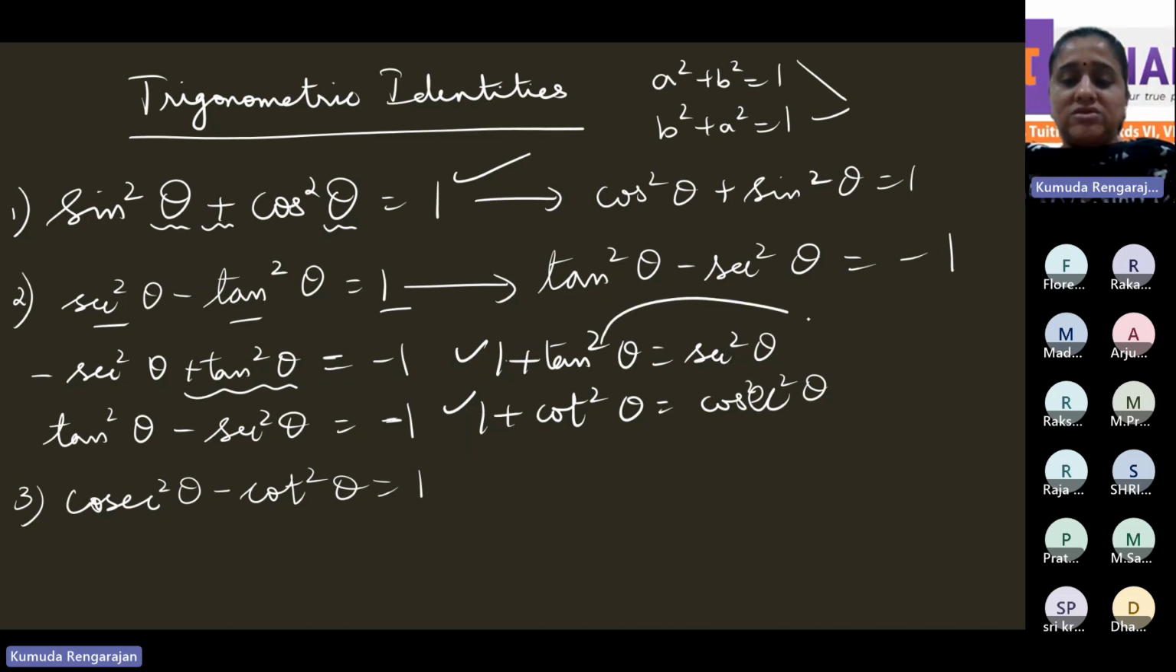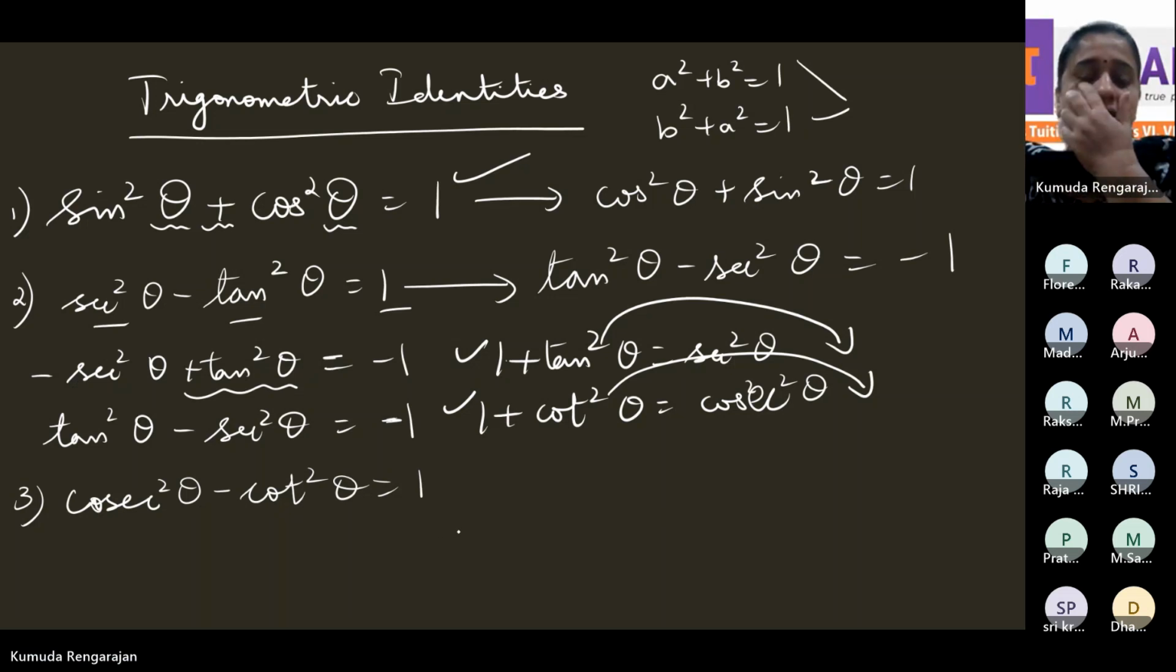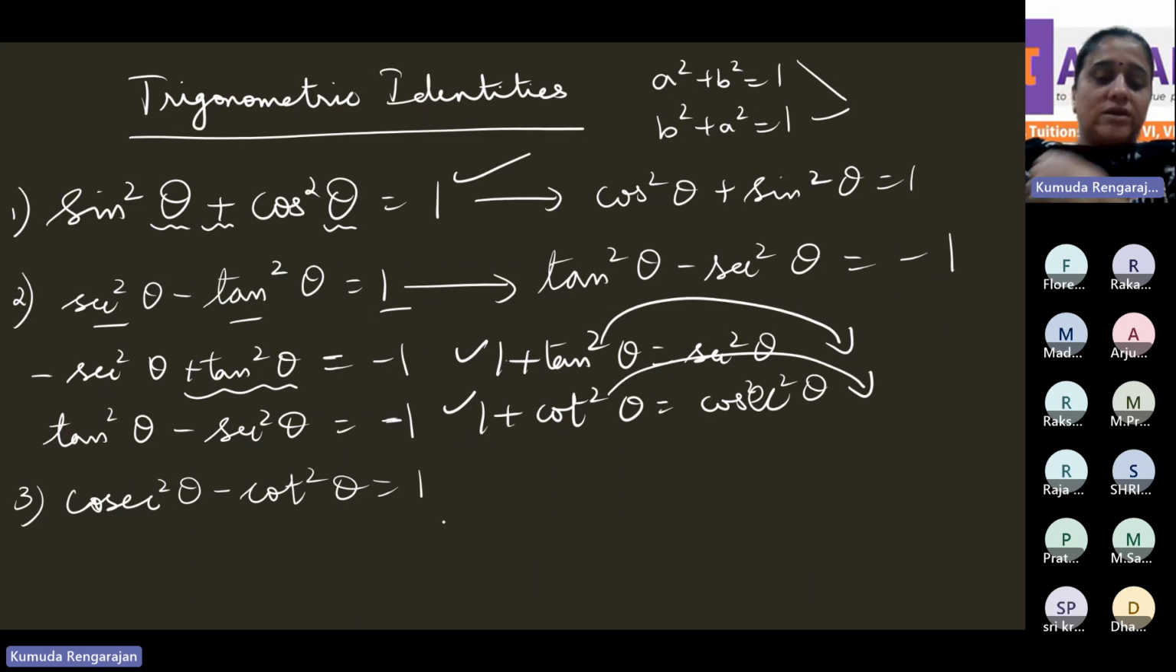When you transpose, it's the same. Secant square theta minus tan square theta is 1. Cosecant square theta minus cot square theta is 1. So I remember everything in terms of 1. Cosecant square theta minus cot square theta is 1.